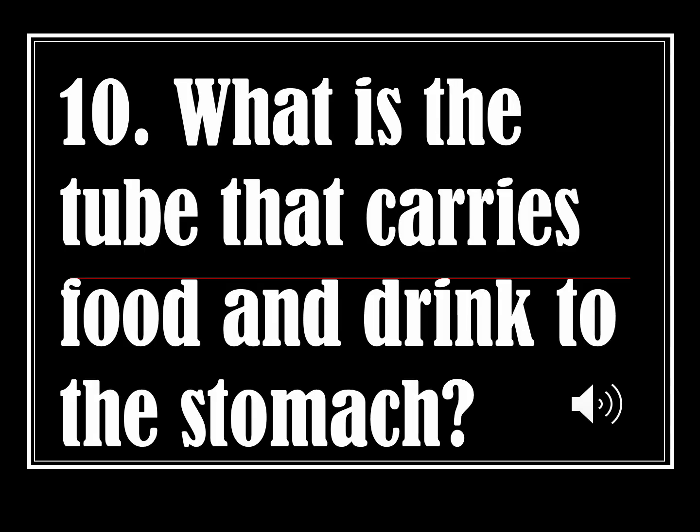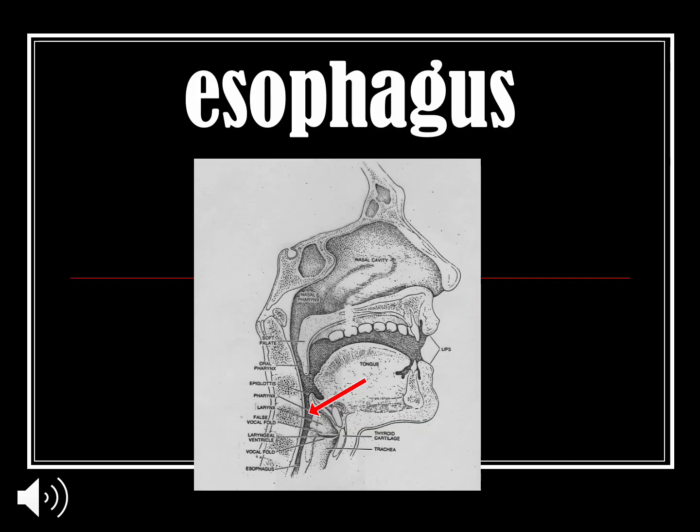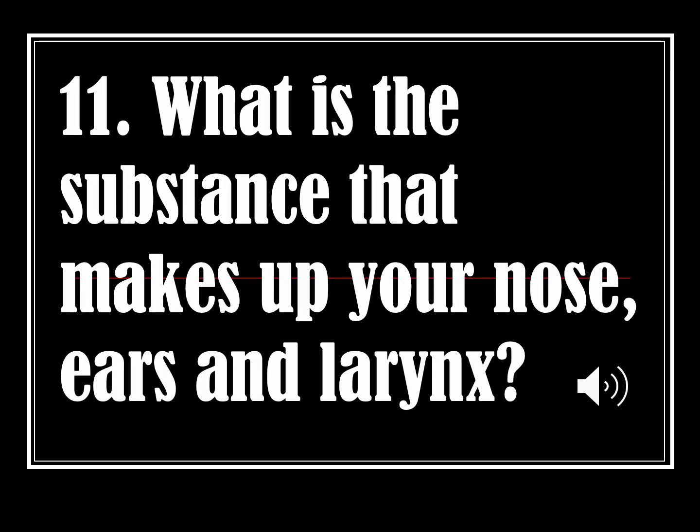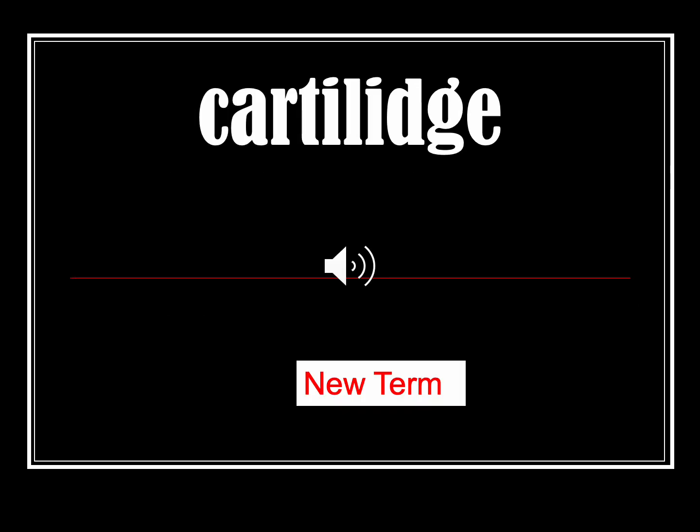What is the tube that carries food and drink to the stomach? The esophagus. Have you ever been eating something and you get all choked up and you say, oh, it went down the wrong pipe? That's because food or liquid has started to go down your trachea instead of your esophagus, causing you to gag and cough. What is the substance that makes up your nose, ears, and larynx? That is cartilage.